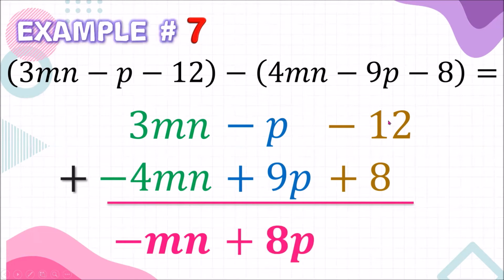Next, negative 12 plus positive 8. Different sign again. Subtract. So 12 minus 8, 4. Copy the sign of the larger integer. So we have here negative 4. So final answer, negative mn plus 8b minus 4.